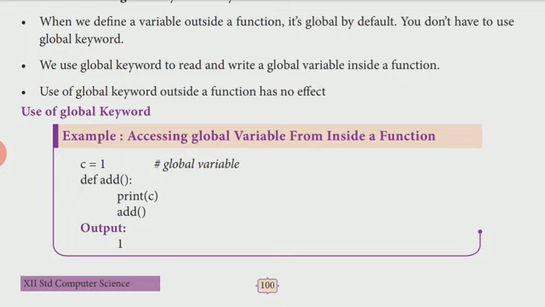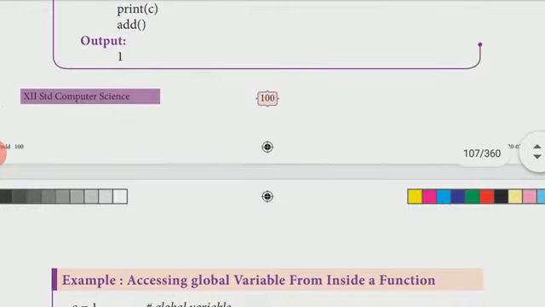See, this is the example. C equal to 1, def add, print of C, add function. So here C equal to 1 is a global variable. They called that variable within the function, that is def add. Within the add function they called print C, so it will print the value 1.